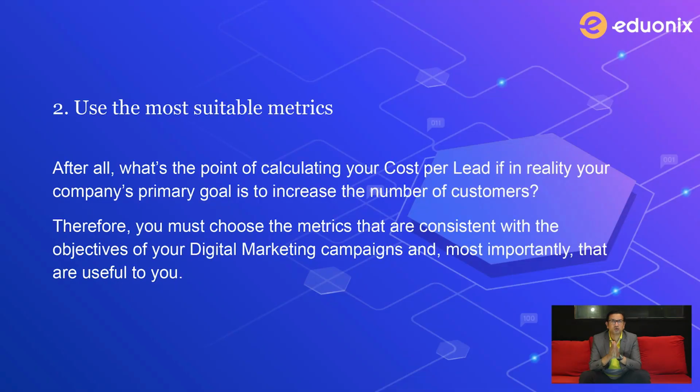Next comes the suitable metrics. You need to use the most suitable metrics. After all, what's the point of calculating your cost per lead if in reality your company's primary goal is to increase the number of customers? If your primary goal is to get page likes or customers, you cannot use a metric like cost per lead, which is not relevant to this particular campaign. Therefore, you must choose the metrics that are consistent with the objectives of your digital marketing campaigns, and most importantly, that are useful to you.